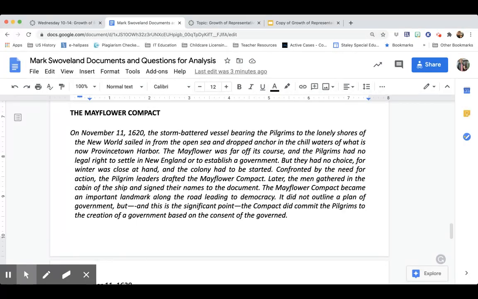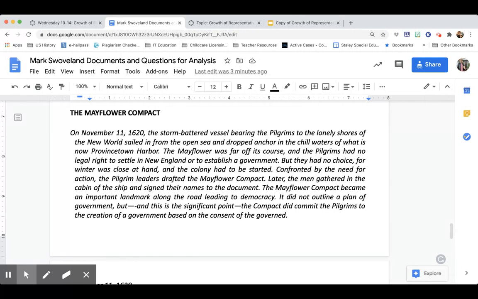The Mayflower was far off its course, and the pilgrims had no legal right to settle in New England or to establish a government. But they had no choice, for winter was close at hand, and the colony had to be started. Confronted by the need for action, the Pilgrim leaders drafted the Mayflower Compact. Later, the men gathered in the cabin of the ship and signed their names to the document.